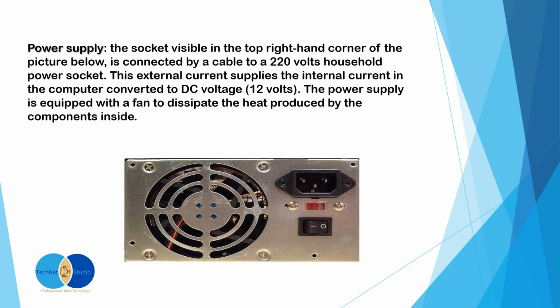The most important part of the computer is the power supply, which is the socket visible in the top right-hand corner of the picture below and is connected by a cable to a 220 volts household power socket. This external current supplies the internal current in the computer converted to DC voltage 12 volts. The power supply is equipped with a fan to dissipate the heat produced by the components inside.